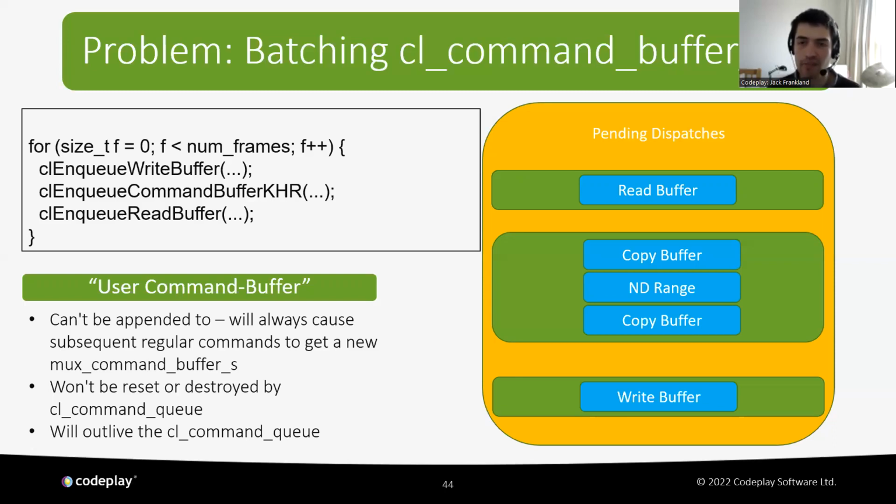So a user command buffer is a MUX command buffer that's come from an OpenCL command buffer object. And this is essentially a flag that we attach to the pending dispatches, and we say this can't be appended to, and it can't be reset or destroyed by the queue, and it may outlive the queue, for example. And this solved our problem. So now you can see in that list of pending dispatches, the read's gone into its own MUX command buffer.